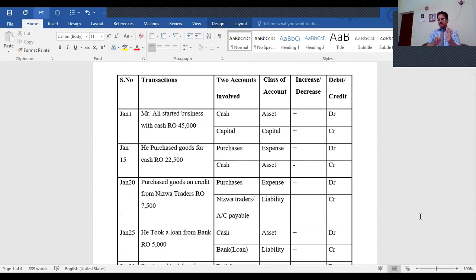For example, some transactions are related to assets, some may be expenses, incomes may be there, liabilities may be there, revenues may be there, equity or capital may be there. Any transaction connected to these five broad heads, you have to practice. All these transactions we have to practice, then you will be very good. This will help you understand all the other stages in accounting also.